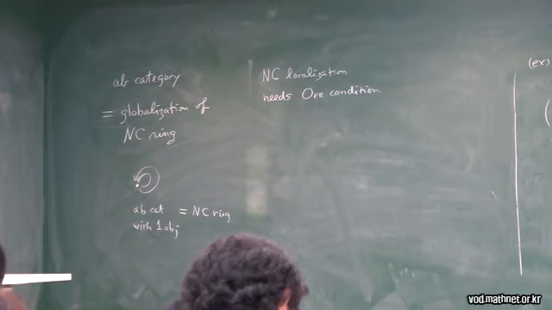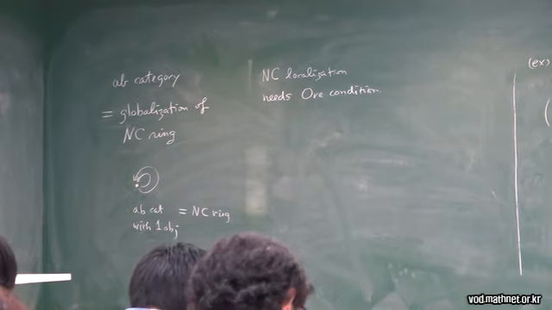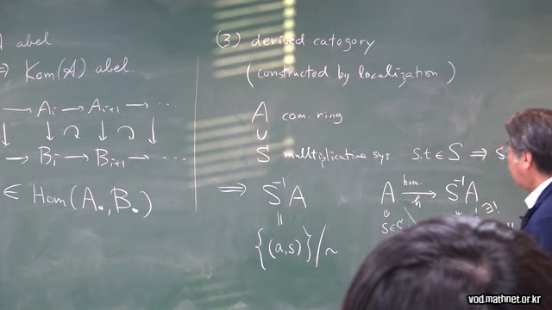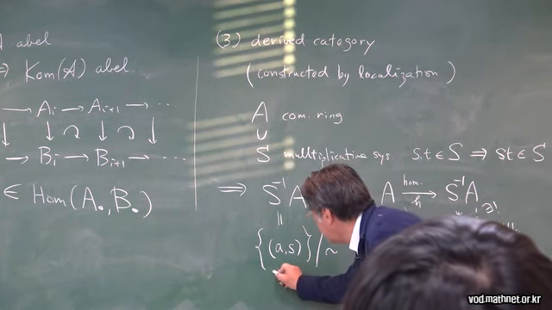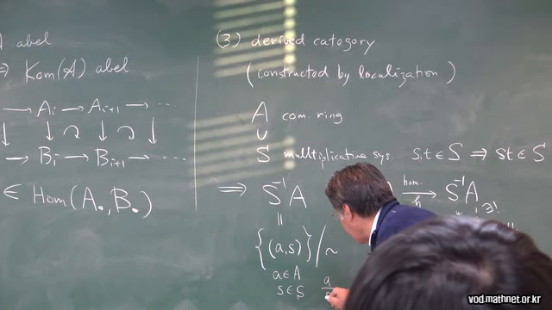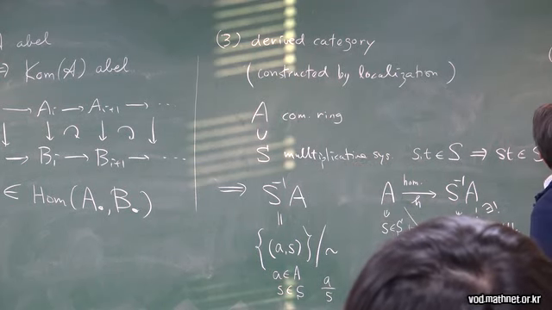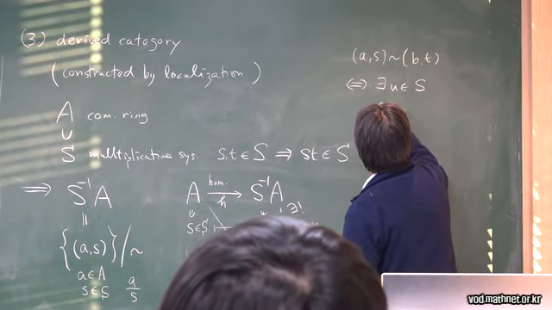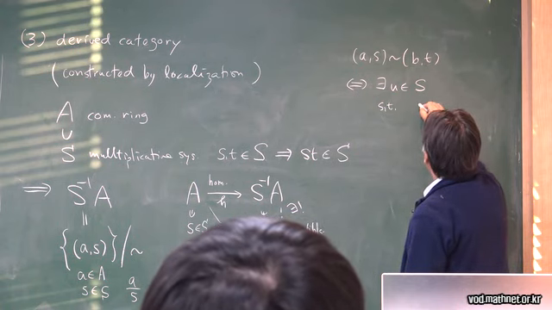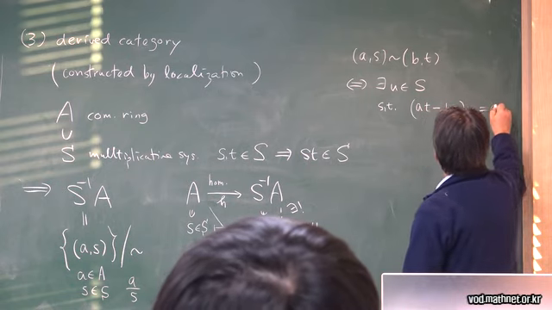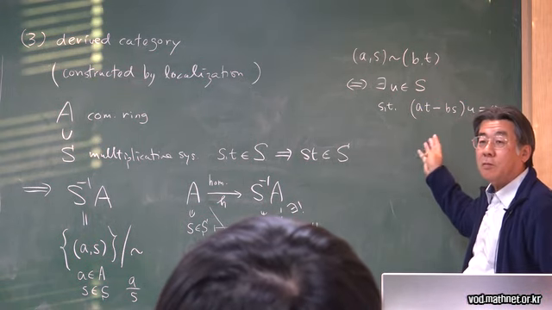As I said, this is the set of a/s divided by some equivalence, where a is in A and s is in S, and this stands for a over s. And a/s is equivalent to b/t if and only if there exists u inside S such that (at - bs)u equals 0. So this is the definition of the localization in the commutative case.